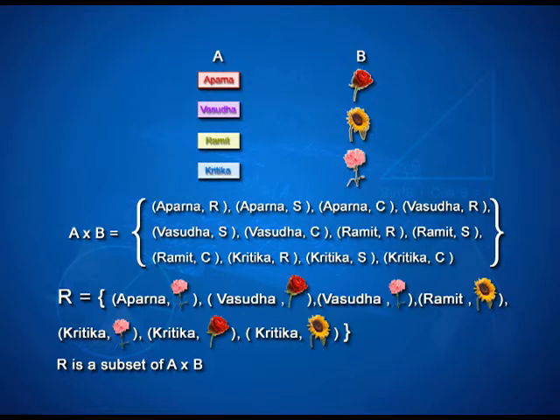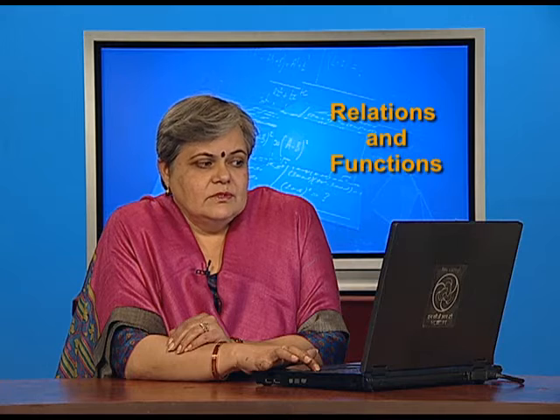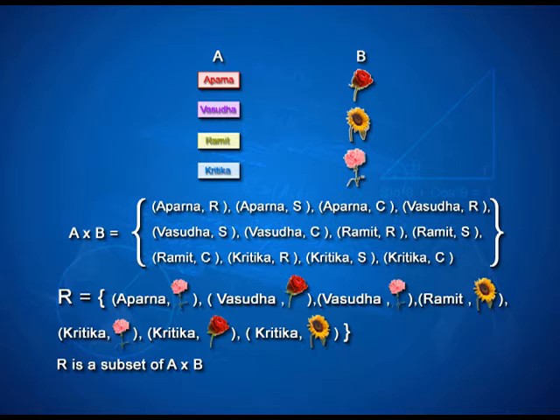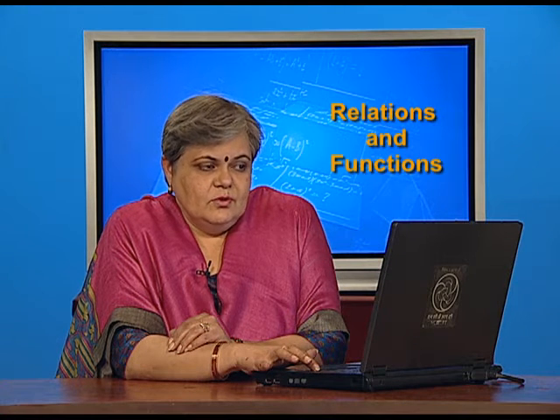And therefore, what was this set R? This set R that we talked about as a relation is nothing but a subset of A cross B. Now, if R is a subset of A cross B, then it is also interesting to note that A cross B had 12 elements and R is one of such subsets. Now, there is always a possibility that all these 4 people, that is Aparna, Vasudha, Ramit and Kritika, may like all these 3 flowers, and therefore, I will have 12 elements in the set R. That means, the relation can be A cross B itself also.